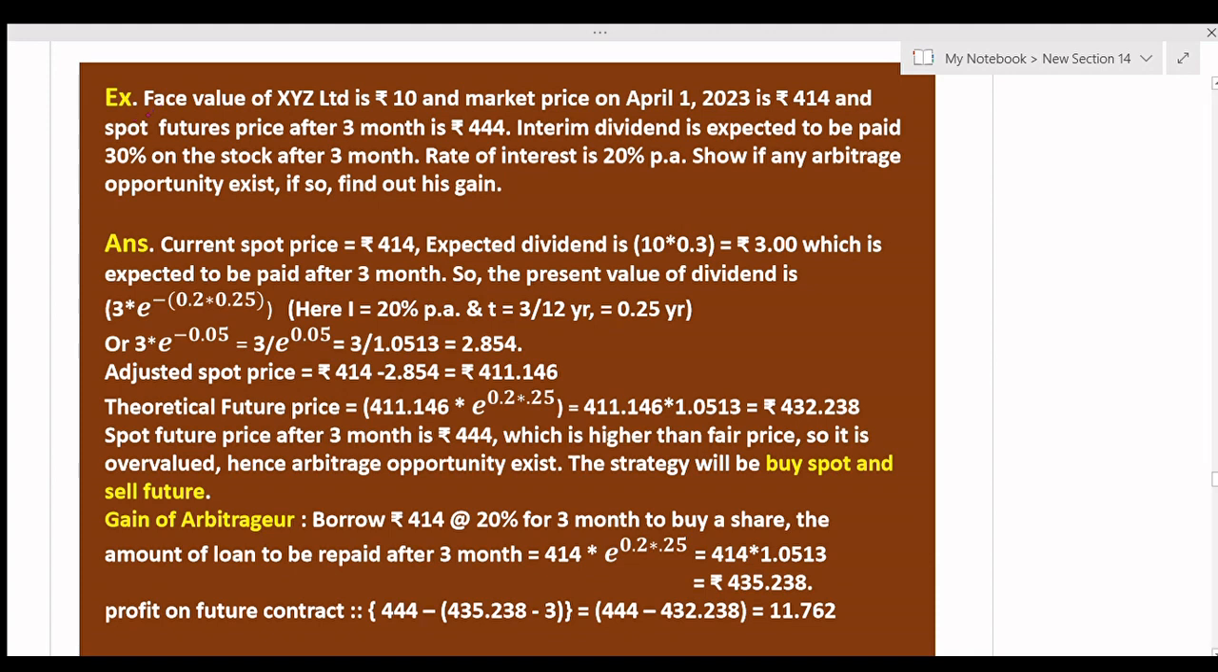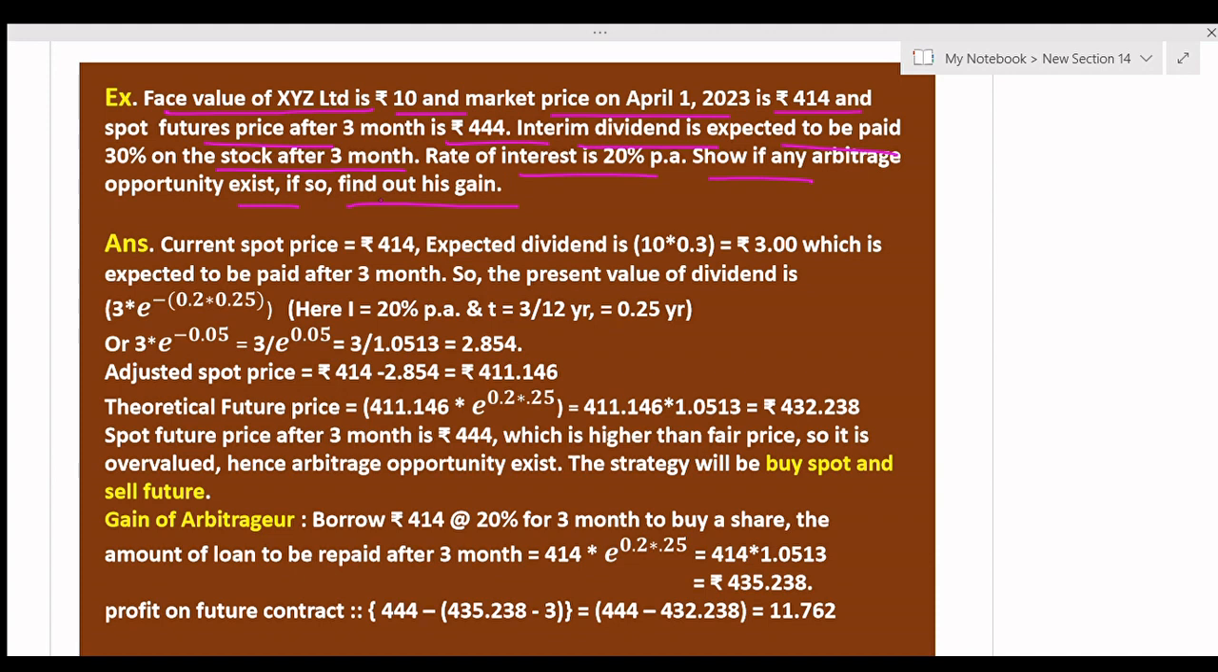Face value of XYZ Limited is rupees 10 and the market price on April 1, 2023 is rupees 414, and the spot future price after 3 months is rupees 444. Interim dividend is expected to be paid at 30% on the stock after 3 months. Rate of interest is 20% per annum. If any arbitrage opportunity exists, find out his gain. So, you already know the procedure.